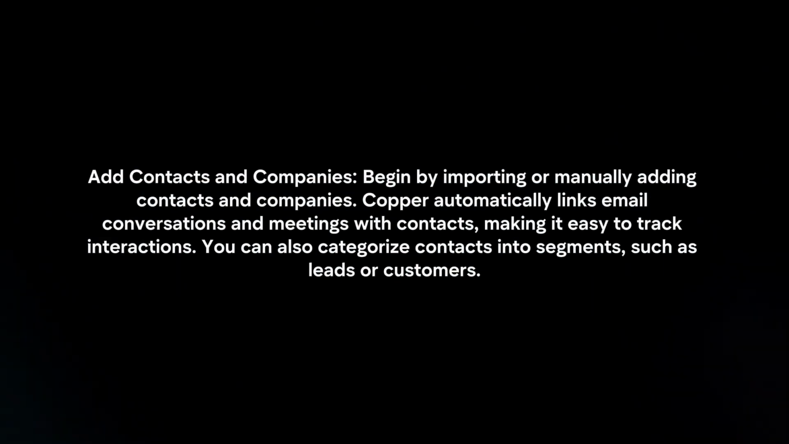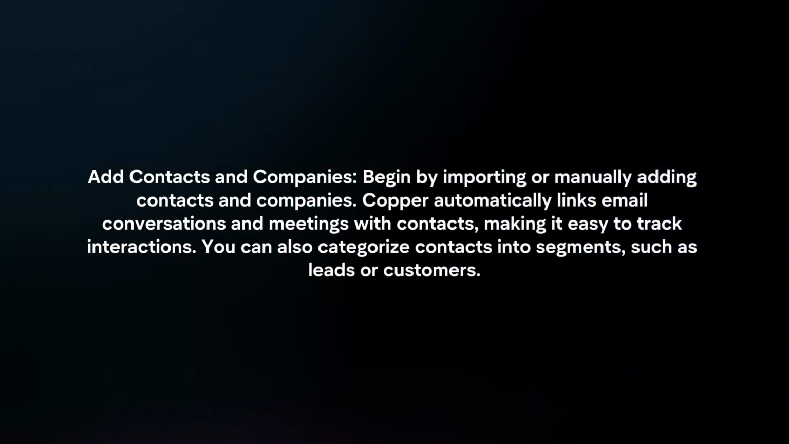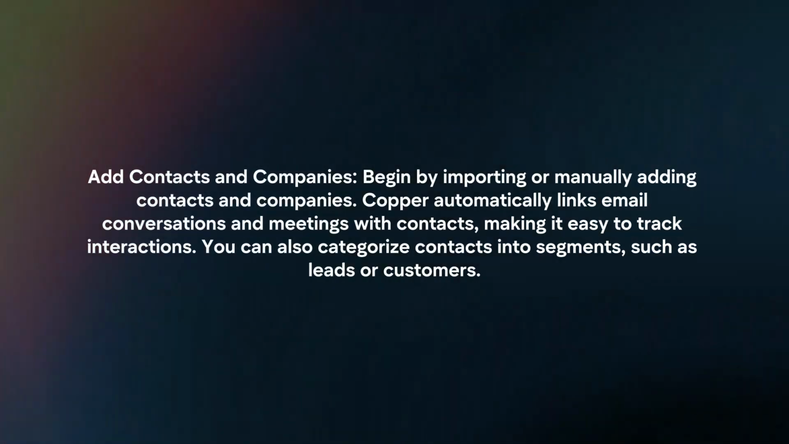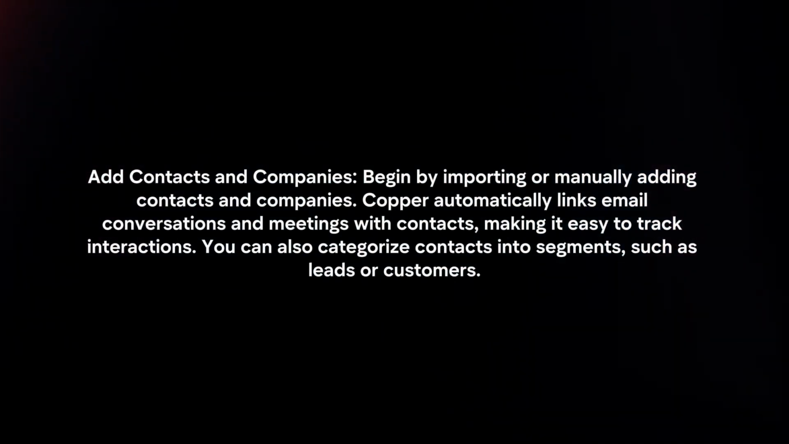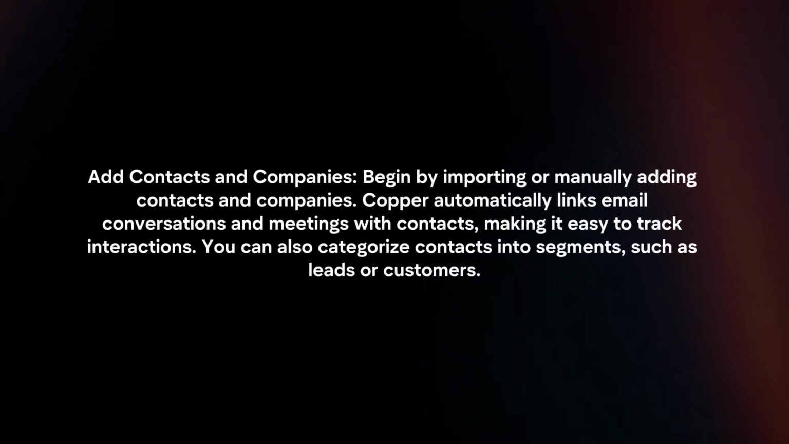Add contacts and companies. Begin by importing or manually adding contacts and companies. Copper automatically links email conversations and meetings with contacts, making it easy to track interactions. You can also categorize contacts into segments, such as leads or customers.